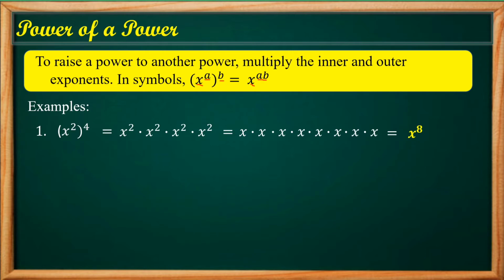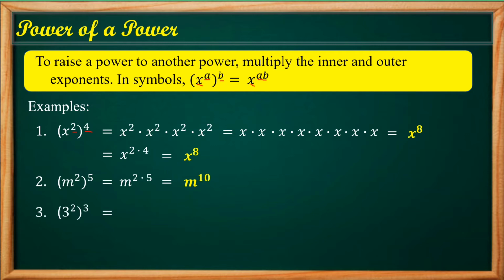Or simply, applying the power of a power, copy the base. Then, just multiply the exponents of inner and outer. Ibig sabihin, 2 times 4. And 2 times 4 is 8. Copy the base, which is x, then raise to the power of 8. Okay? That is the rule or the second law of exponent. Power of a power. Another example, it becomes m, then 2 times 5, then m raised to the power of 10.